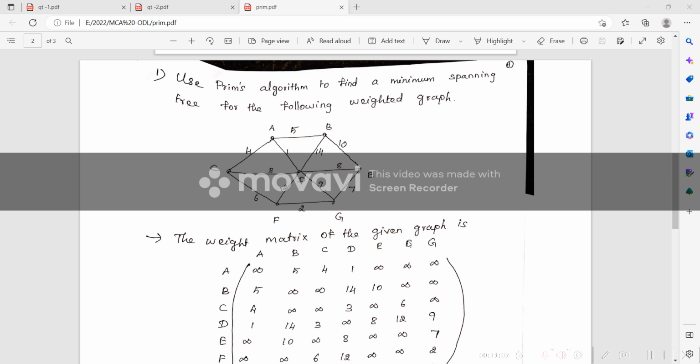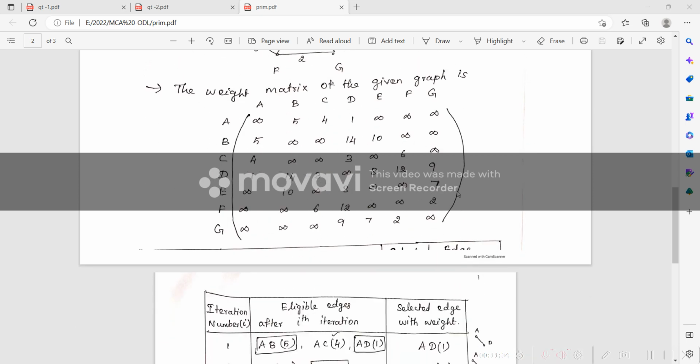Next A and F. So between A and F also there is no direct edge. So for a non-existing edge, the weight is assumed as infinite. Next A and then G. So A is here and G is here. So between A and G, no edges emerging. So this is also taken as infinite. So likewise we have to fill the remaining entries of this matrix.